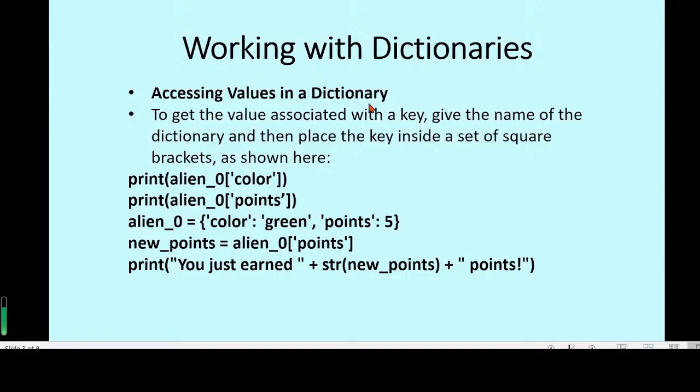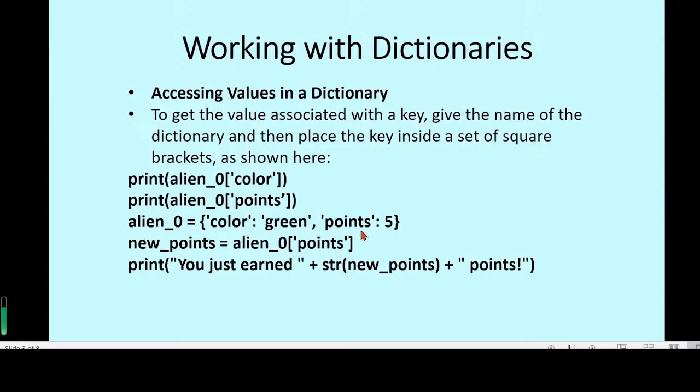Accessing values in a dictionary. To get the value associated with a key, give the name of the dictionary and then place the key inside a set of square brackets, as shown here. So we can access the value of the key color. This will print out the value of color. And similarly, this will print out the value of points in this dictionary.